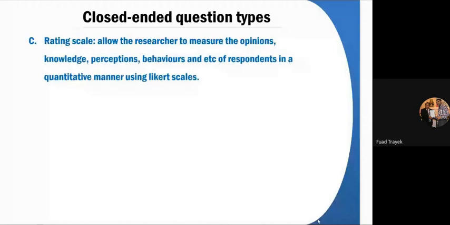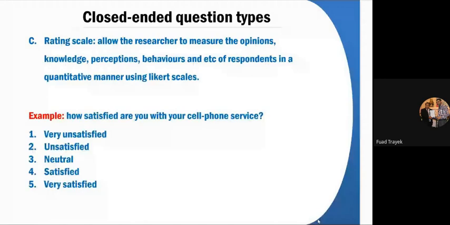The third type of closed-ended question is called the rating scale. The rating scale allows the researcher to measure the opinions, knowledge, perceptions, behaviors, and so on of respondents in a quantitative manner using Likert scales. We will talk more about Likert scales in the coming slides. The example here: how satisfied are you with your cell phone service? You can use only one option here. You cannot use more than one option in the rating scale. In Likert scales, where there are rating scale options, you are only allowed one answer as a respondent.